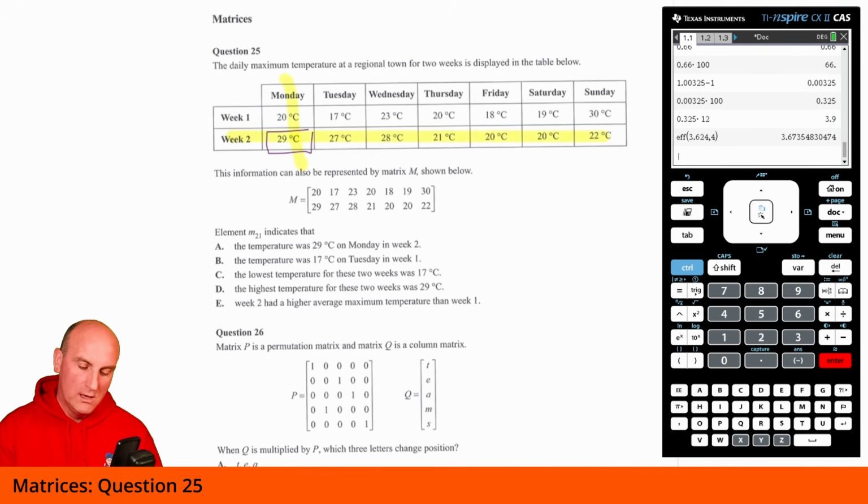What does it stand for? 29 degrees on Monday of week 2. So the temperature was 29 degrees on Monday in week 2. I'm going to go A. Yay!